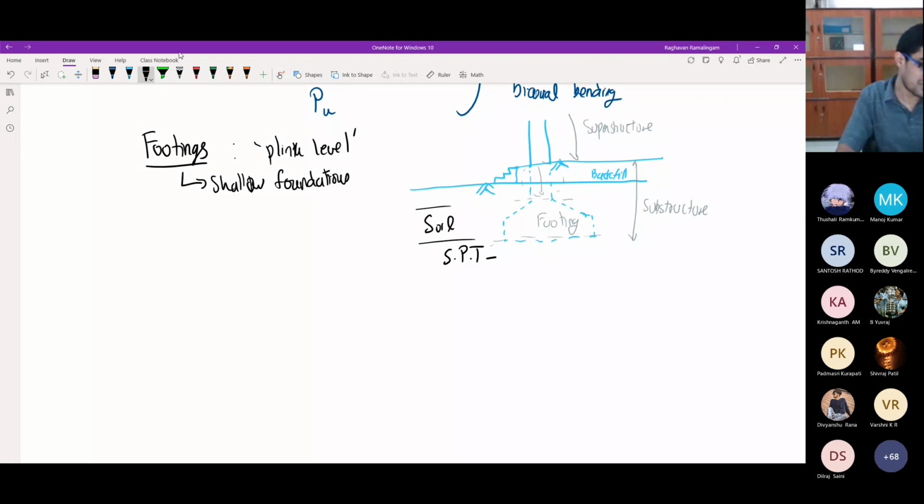Basically you find a few things from your standard penetration test. One is your angle of friction. There are other things also which come. One is a number known as N. Do you know what this N is?